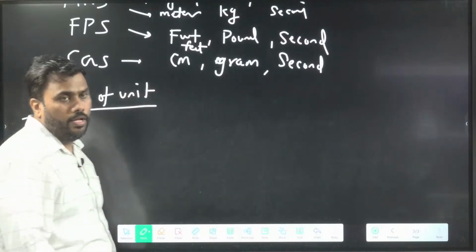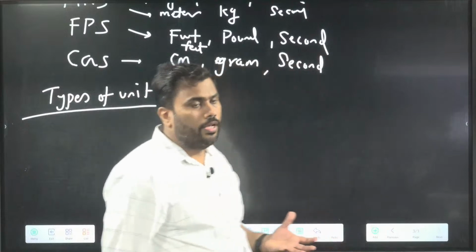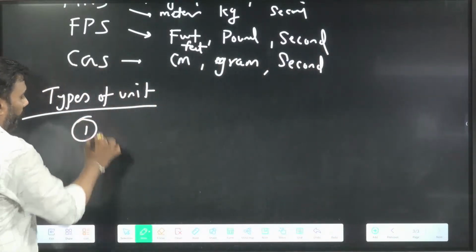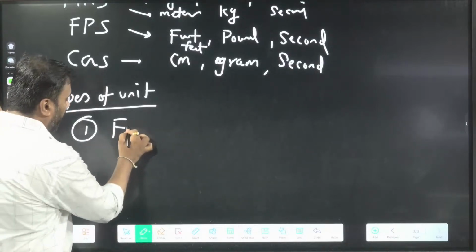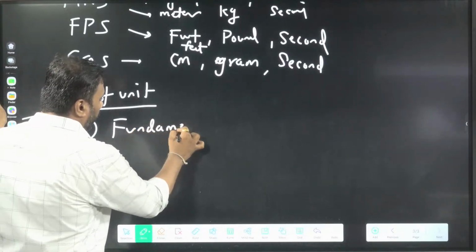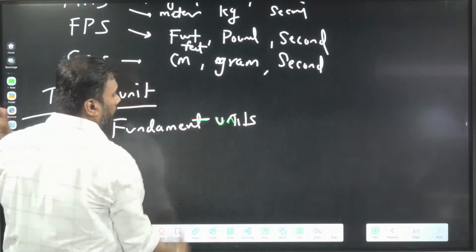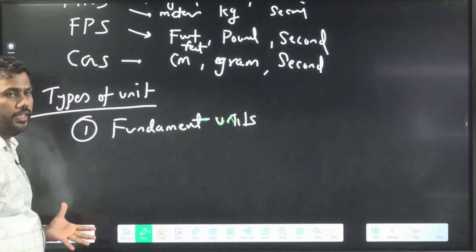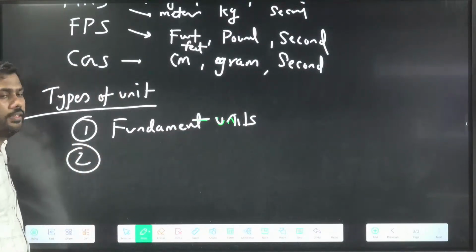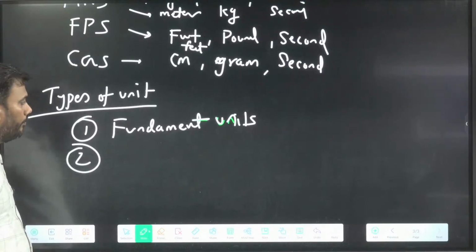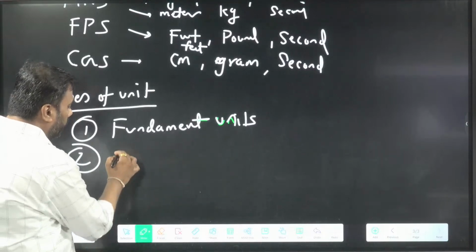Types of unit. We have discussed different systems of unit. Now we are discussing types of unit. If units of fundamental physical quantities are defined, they are called fundamental units. Units of fundamental physical quantities are called fundamental units. Okay. Then if you are deriving a physical quantity, then that unit is called a derived unit.